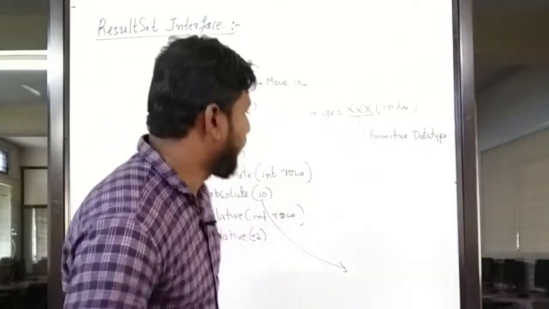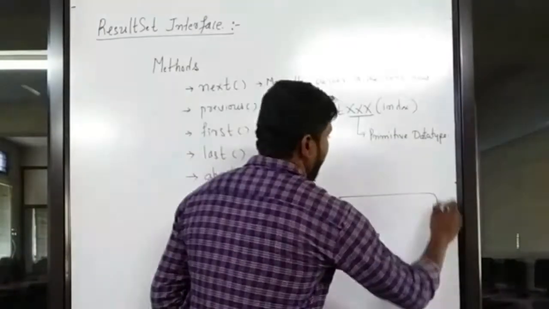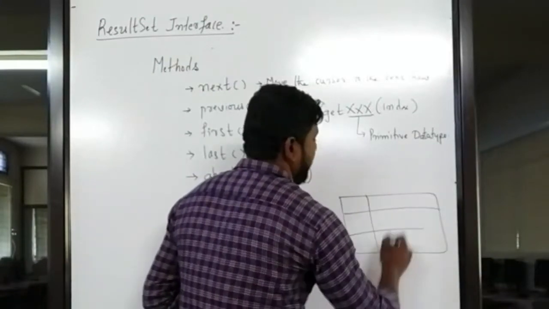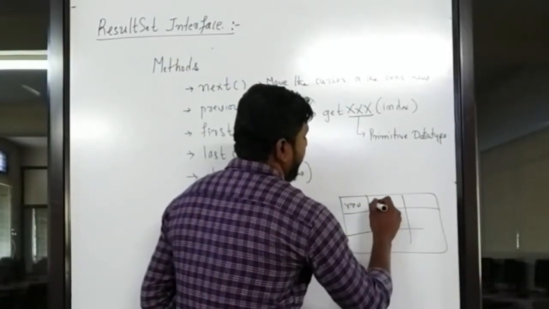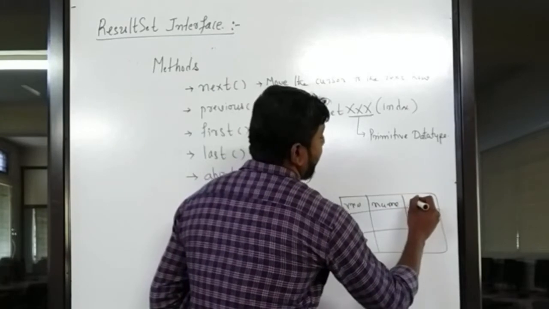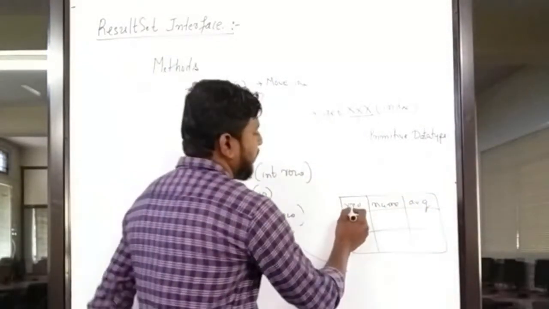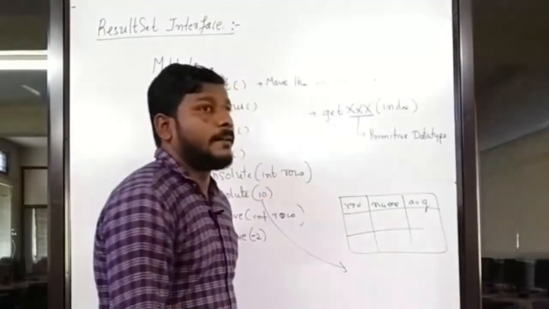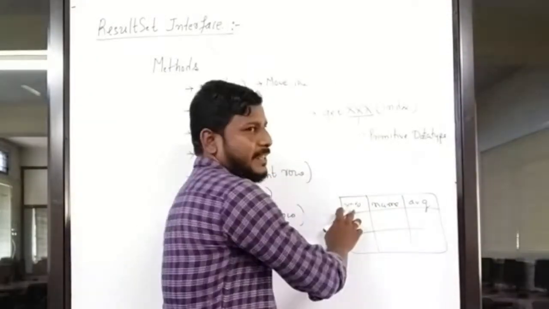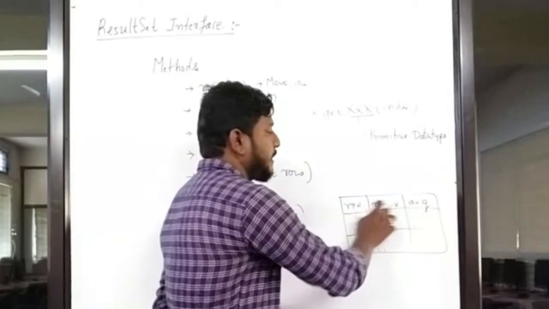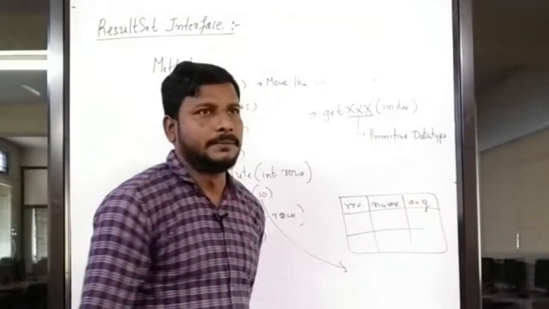Okay, and in this example, the same example I will take: RNO, name, and here I will take average marks. Just assume that the data types I defined in the database table are integer for this, string for this, and this I defined as a double.